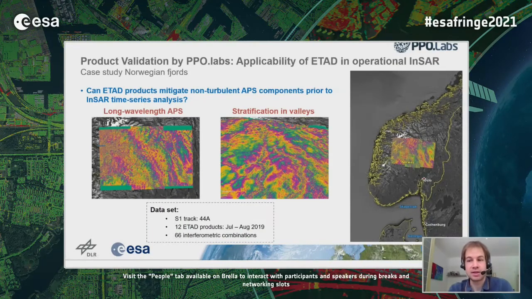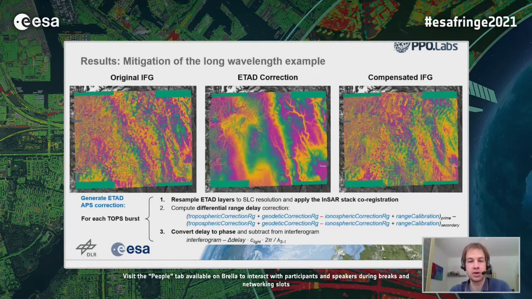Okay, and finally, the second topic, which is also more, let's say, ambitious one. The product is not necessarily tied to interferometry, but it can of course be used to estimate atmospheric phase screens from all our layers. So we want to look if we can do something about the long wavelength effects across interferograms and also about the stratification effects that we have in the topographic areas stemming from the troposphere. For this, PPO Labs received a stack of 12 ETAT products, which corresponds to a stack in a Norway region with a lot of topography and fjords and so on. And they had a look if we can do something by converting the ETAT into an atmospheric correction.